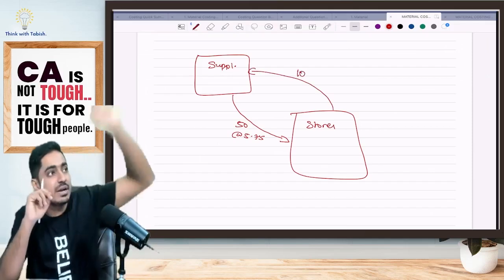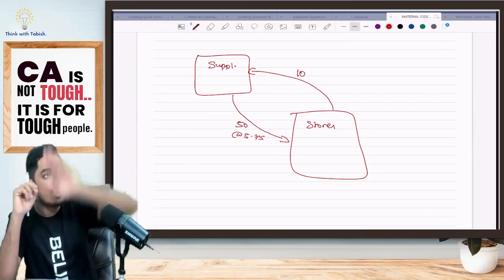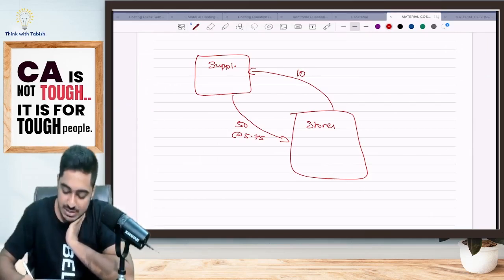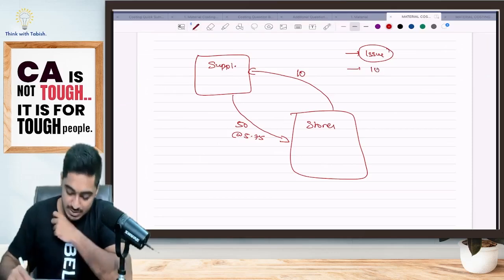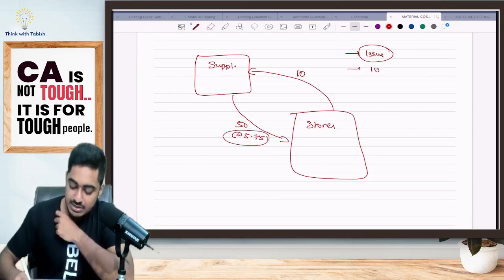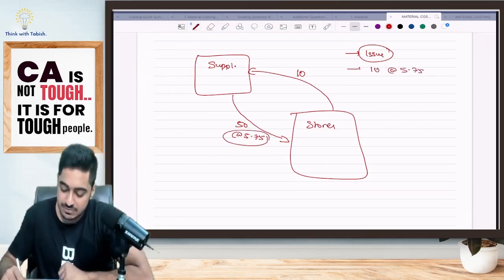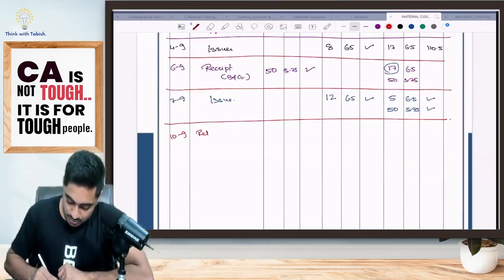Firstly, tell me, if I am returning the goods, whether goods are coming into the stores or goods are going out from the stores. So goods are going out from the stores. That means where will it come? It will come in the issue column. Perfect. Yes, how much quantity? 10 units. Which rate? Whose goods am I returning? I am returning goods of B and company. At what rate had I received? 5.75. So I will show it at 5.75. Simple. Yes, sir. Simple, sir. So I will show return to B and company.